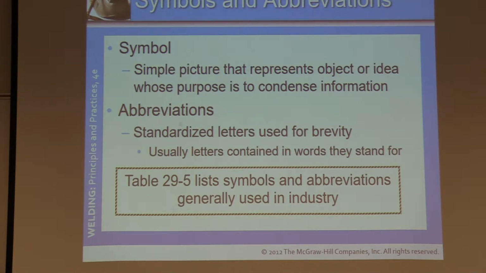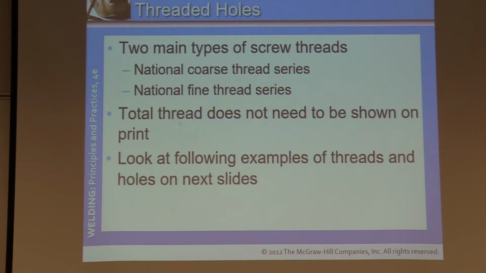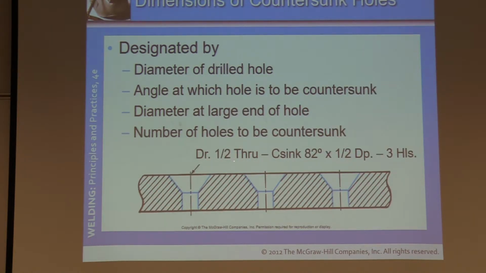Symbols and abbreviations. A symbol is a simple picture that represents an object or idea whose purpose is to condense information. Abbreviations are basically just a short and condensed way to explain something. We've seen earlier, right here, this is an abbreviation, THRU. We know it's spelled THROUGH. This shortens it up to where you might be able to fit it on there.